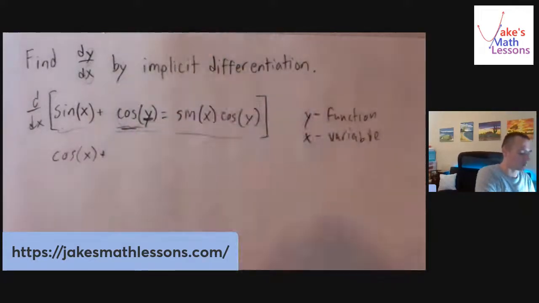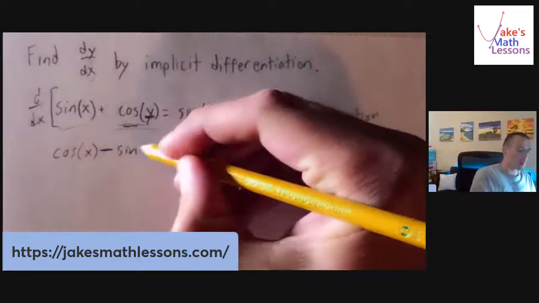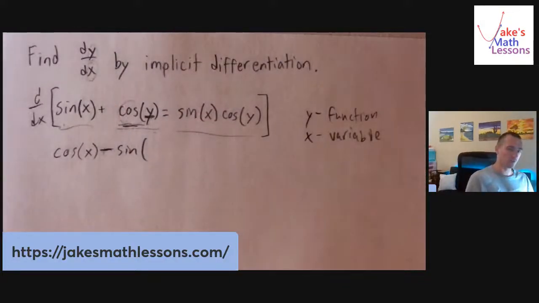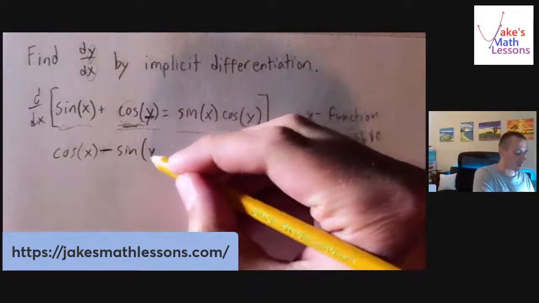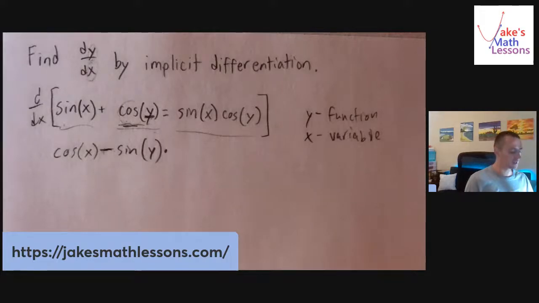So actually, this isn't going to be a plus, it's going to be a minus because it's minus sine. So we're going to have minus sine. And chain rule says to do the derivative of the outside term, leave the inside term alone. So we're going to leave our y as y. And then we have to multiply that by the derivative of our inside term.